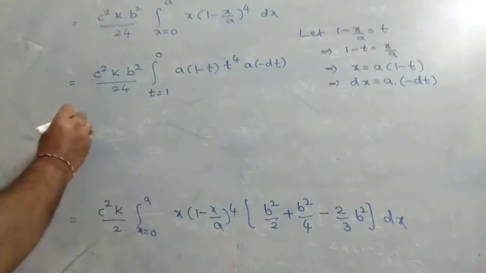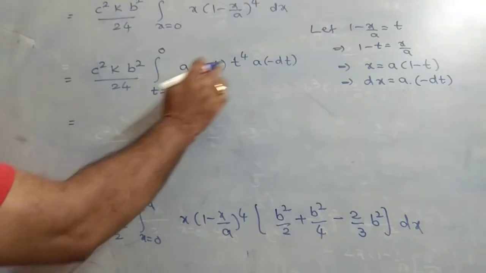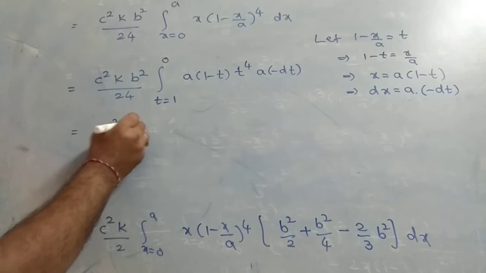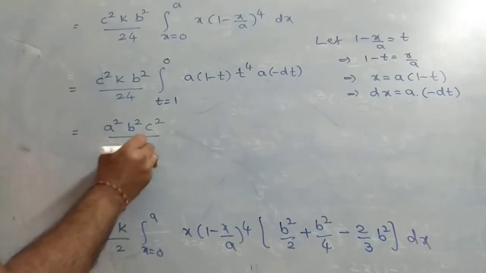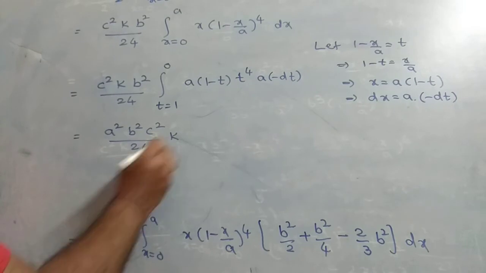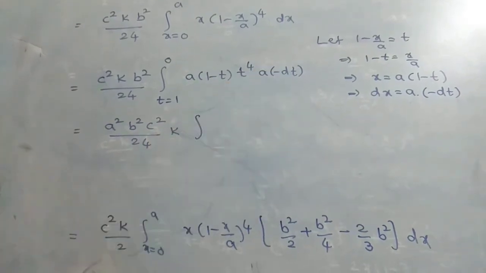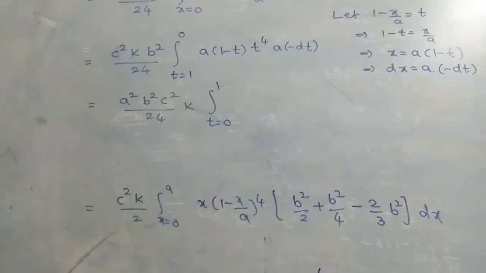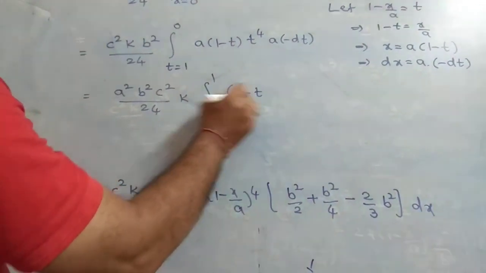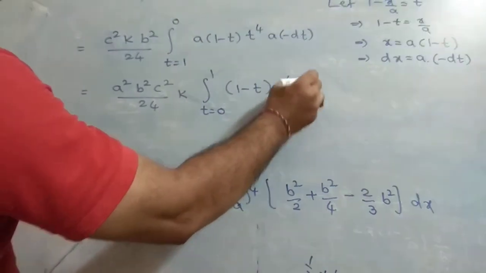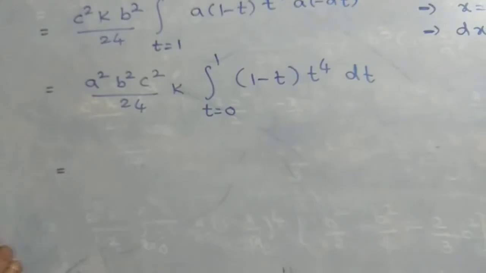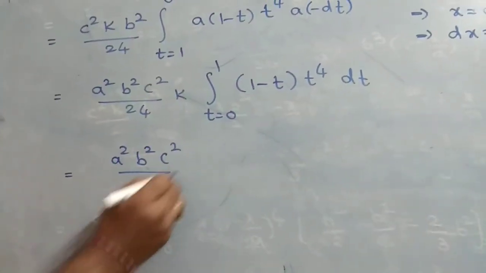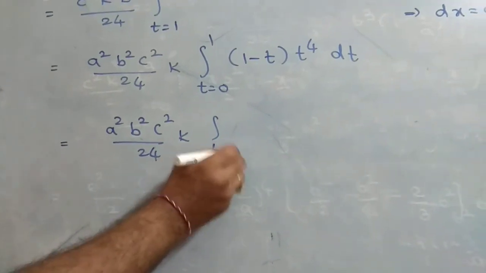Okay, so now just write down here, a into a is nothing but a square, that you can take outside. A square b square c square by 24, and here k is there, and in order to avoid this negative sign, I am just interchanging the limits, 0 to 1. So what about the remaining factors now? (1 minus t) into t to the power of 4 of dt. It is a square b square c square by 24, and here it is k, t equal to 0 to 1.